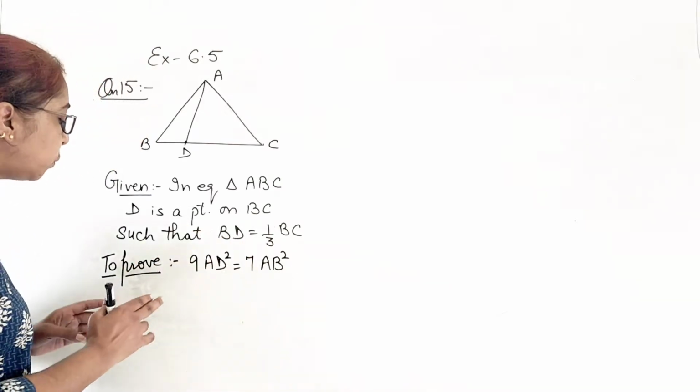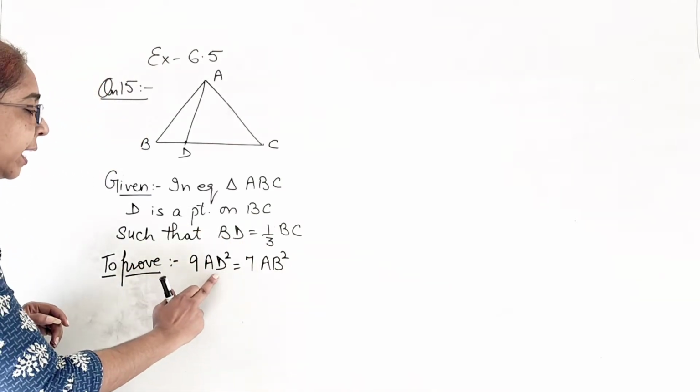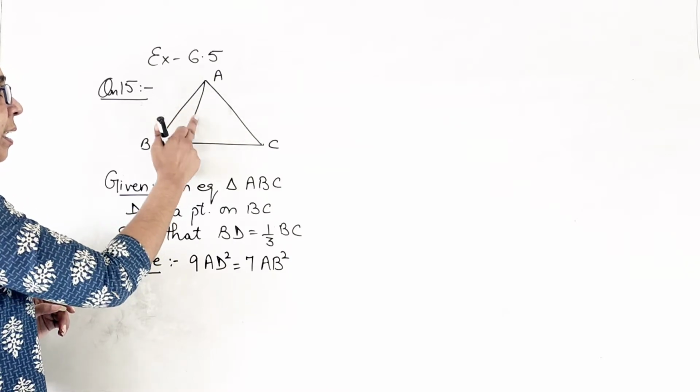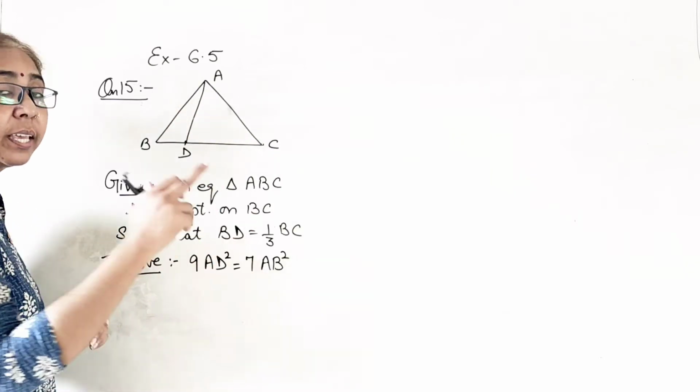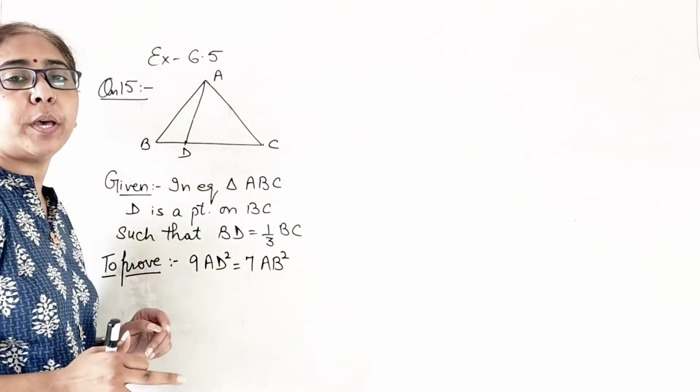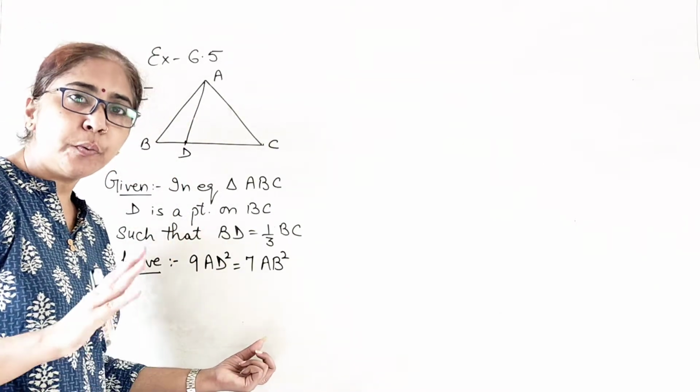Now what do we have to prove? We have to prove 9AD square, this line segment, 9 times AD square is equal to 7 times AB square. This we have to prove, right?